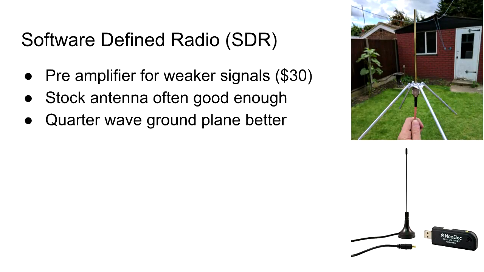The other thing you might consider is what they call a preamplifier. It's just an amplifier that goes in before the RTL SDR to amplify the signals. This is useful if you have a very weak radiosonde signal that you want to boost up and get a little bit more data out of.